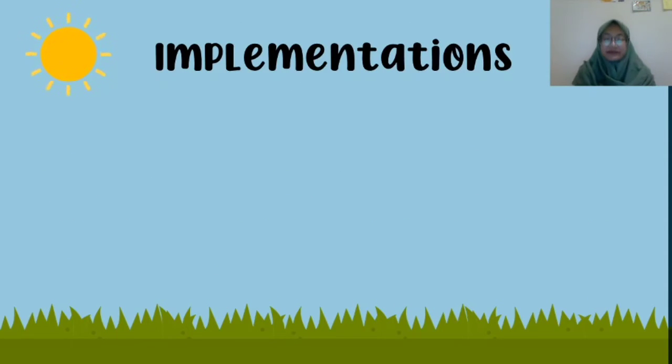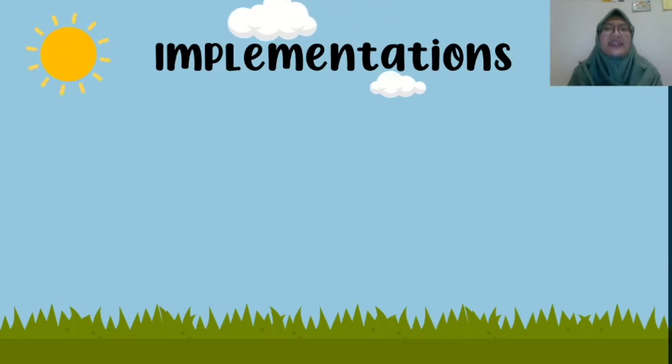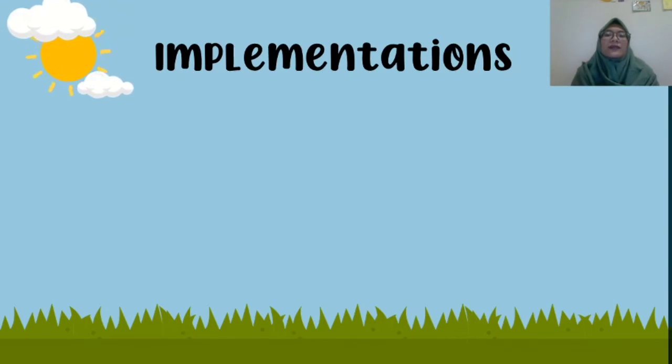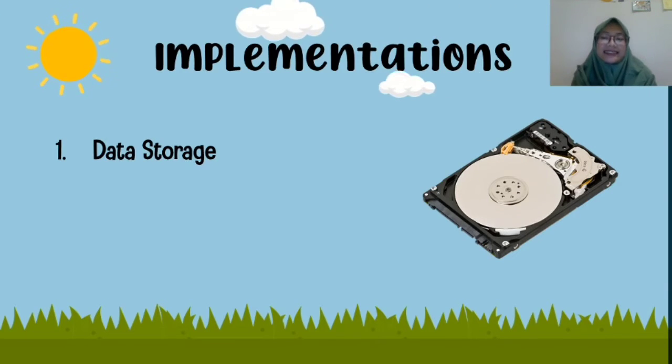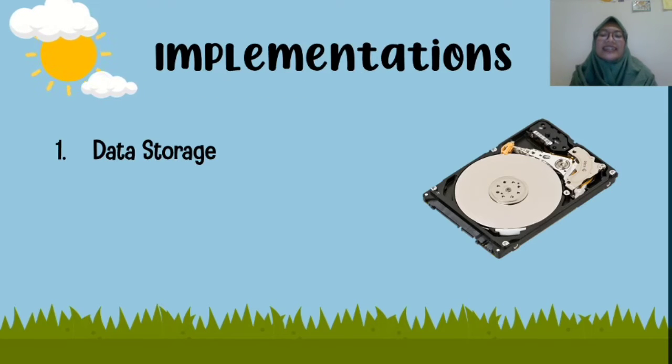And then the next is implementation of magnetism. So basically the magnet is used in our daily life, right? The first example is for data storage. Here is the picture of a hard disk. The hard disk contains a magnet which can store our data, of course.